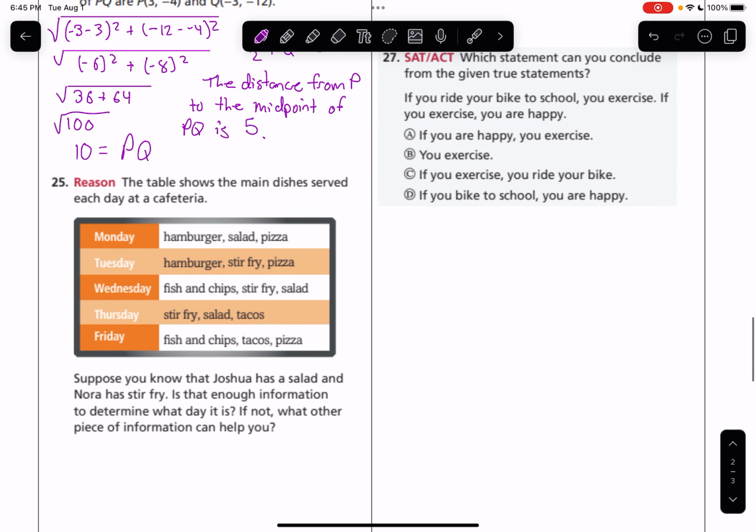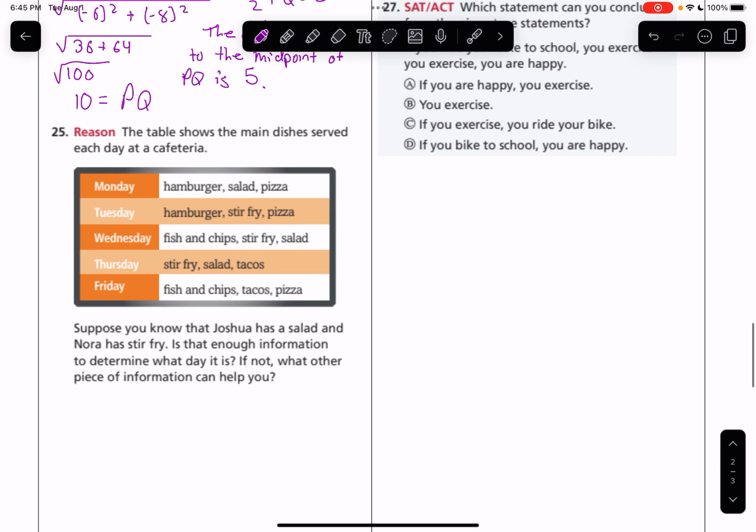Number 25, the table shows the main dishes served each day in the cafeteria. Suppose you know that Joshua has a salad and Nora has a stir fry. Is that enough information to determine what day it is? If not, what other pieces of information can help you? Well, there are actually 2 days that serve both stir fry and salad. So you don't know, without additional information, whether it is Wednesday or Thursday. So the additional piece of information you need to know is whether somebody else ate fish and chips or tacos.